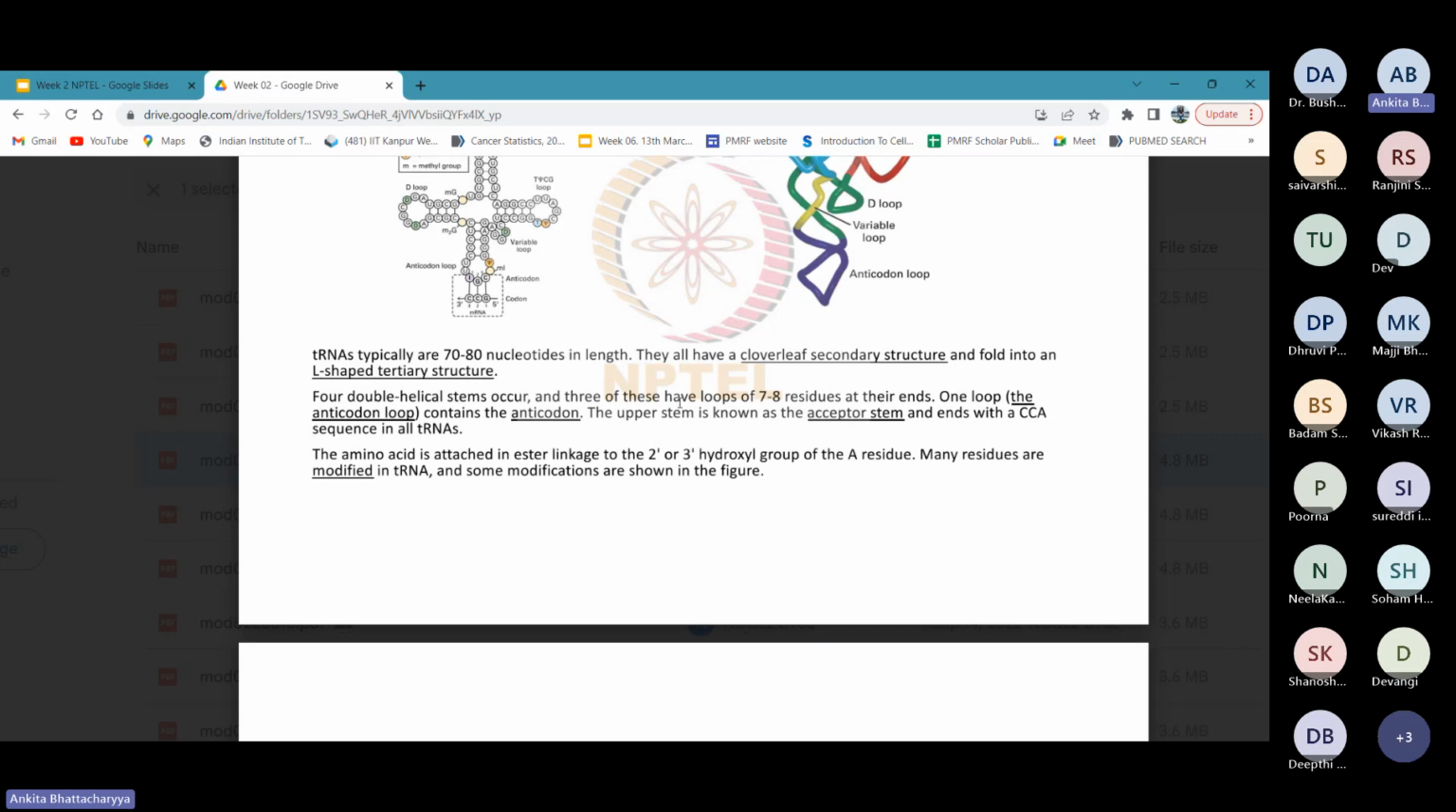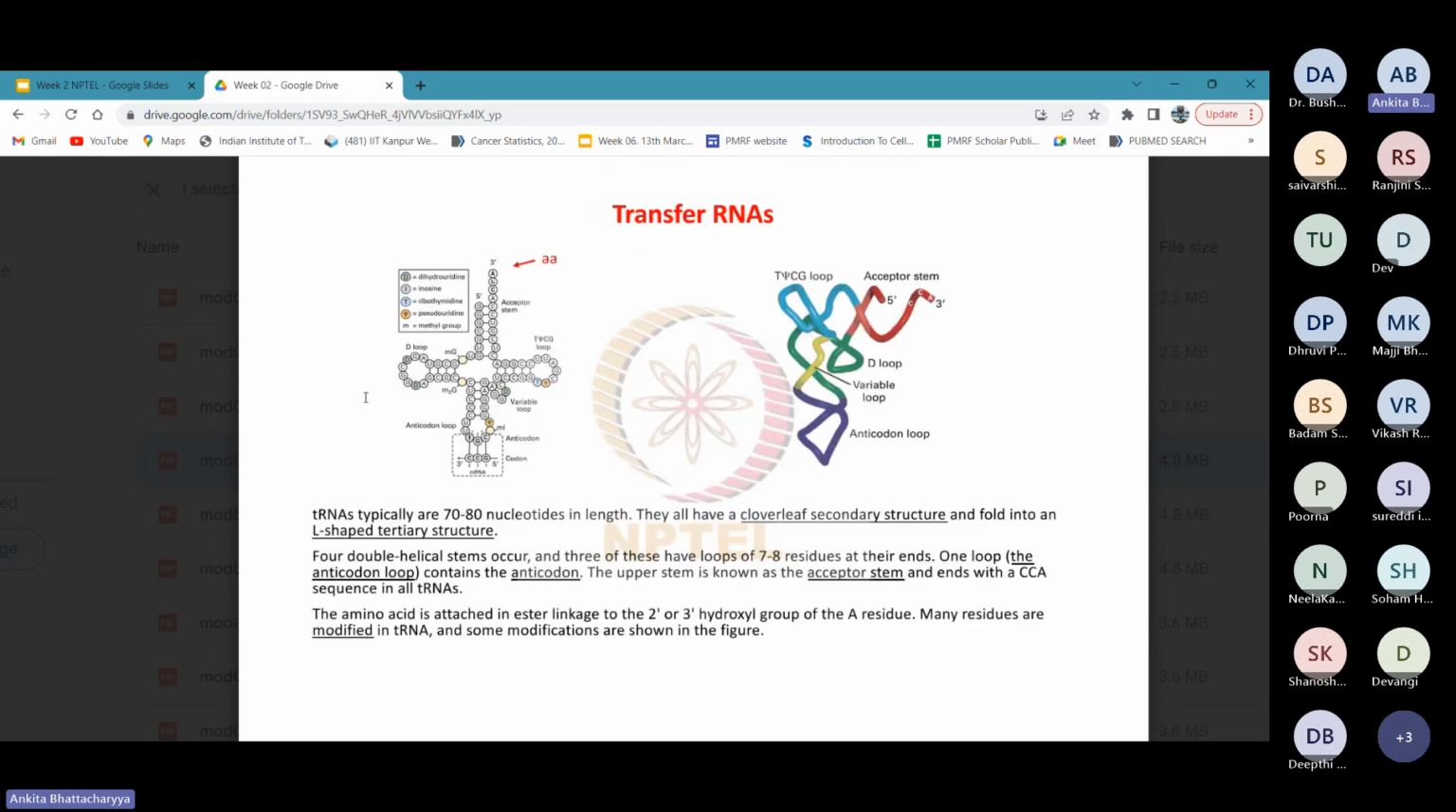So again, this is a separate study that needs to be carried out, but basically there should be complementary base pairing so that you can get such hairpin structures or stem loop structures within the tRNA. And this is the acceptor stem, like I discussed, and the amino acid is attached to the ester linkage of the 3' OH group or the 2' OH group of the adenine residues.